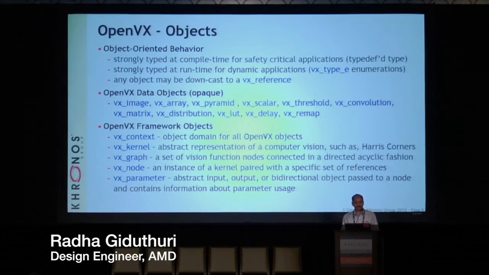And at a high level, from the framework perspective, there is a context, very similar to OpenCL if you're familiar with it, which encompasses all the objects that reside under it. And there are other objects like VX kernel, which is an abstract function. An example is the Harris function that you've seen in the previous example. You could have color convert functions. All the functions are abstract and can be represented as a VX kernel. And we went over the graph and node. Let's keep the parameter for now.